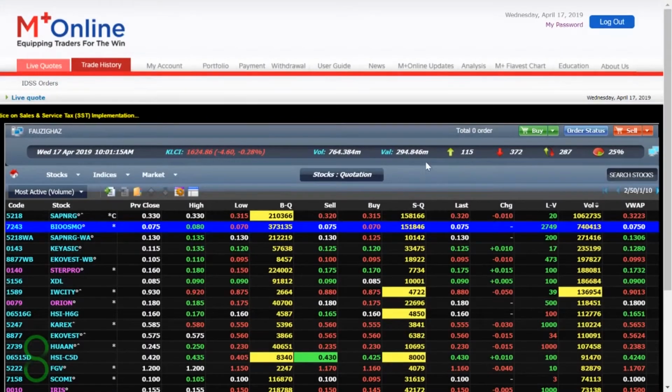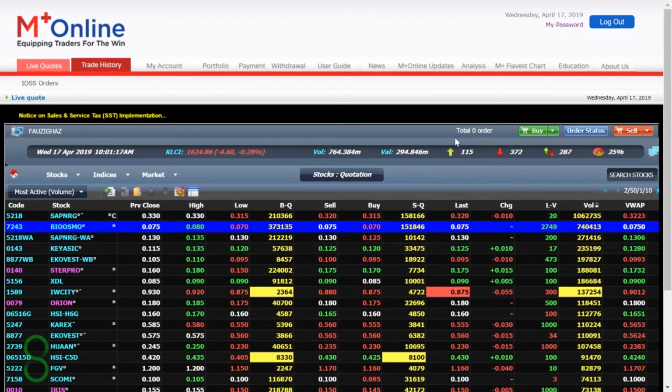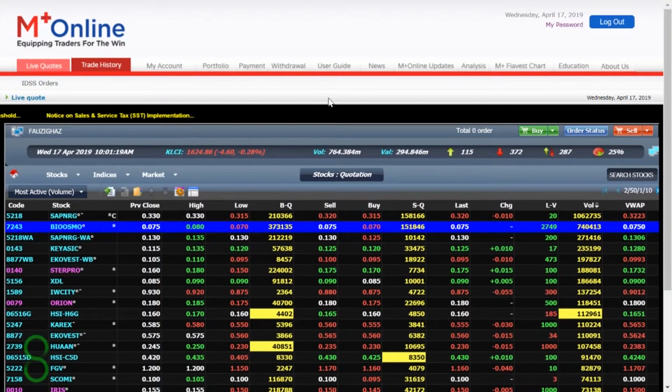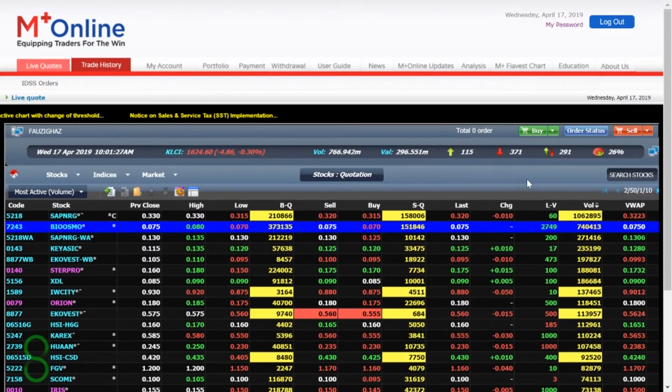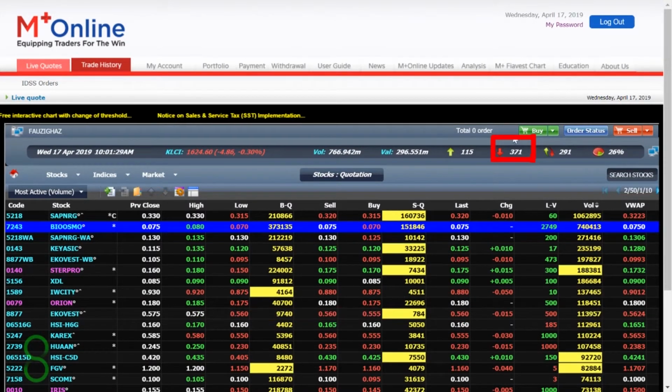Now, as for the second method, we can just look at the winning and losing counters. Where can we find that? You can find that on M+ at the top bar over here. Now, this represents the winning counters within the market, and this represents the losing counters within the market.